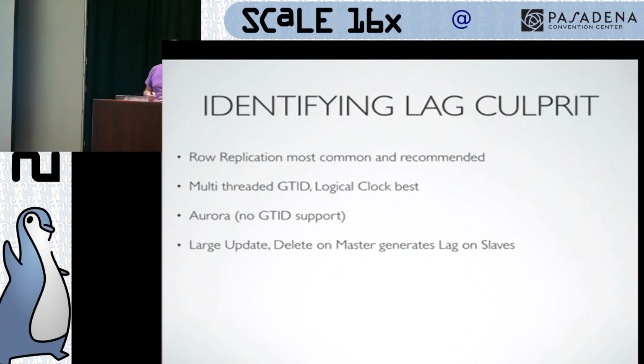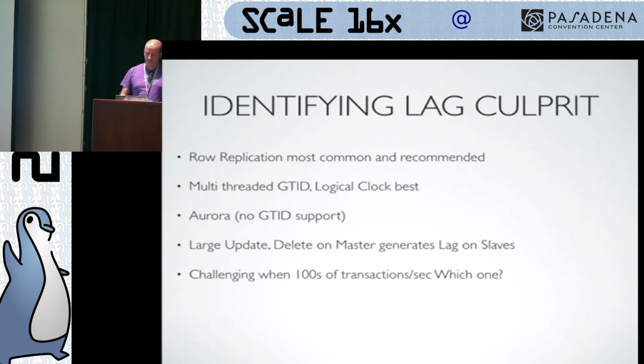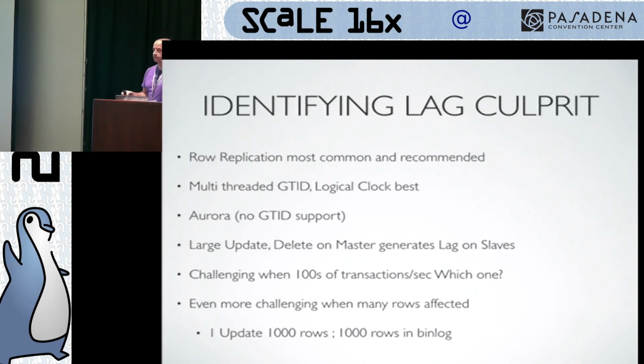So large update, delete on master, right, will generate lag on the slave. So when you have hundreds of transactions per second, right, which one is generating all those issues? And then when you have many rows that are affected, it becomes even more difficult, because when you use row replication, if you run one SQL statement, one update that updates 1,000 rows, you would have 1,000 rows in the binlog, right? So that's why by using row binlog, you really see what's going on at the table level, how many rows are being shipped.